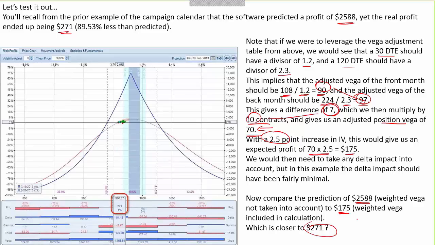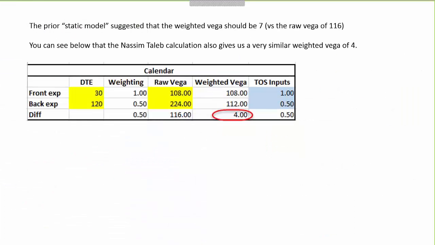All right, so let's compare this through to Nassim's model, right? Well, in Nassim's model, you plug that into the spreadsheet, and that tells you your weighted Vega is 4, right? The other static model that we looked at before said your weighted Vega is 7. Either way, either one of those two models gives you a much more accurate estimation of what your profit would have been compared to raw Vega.